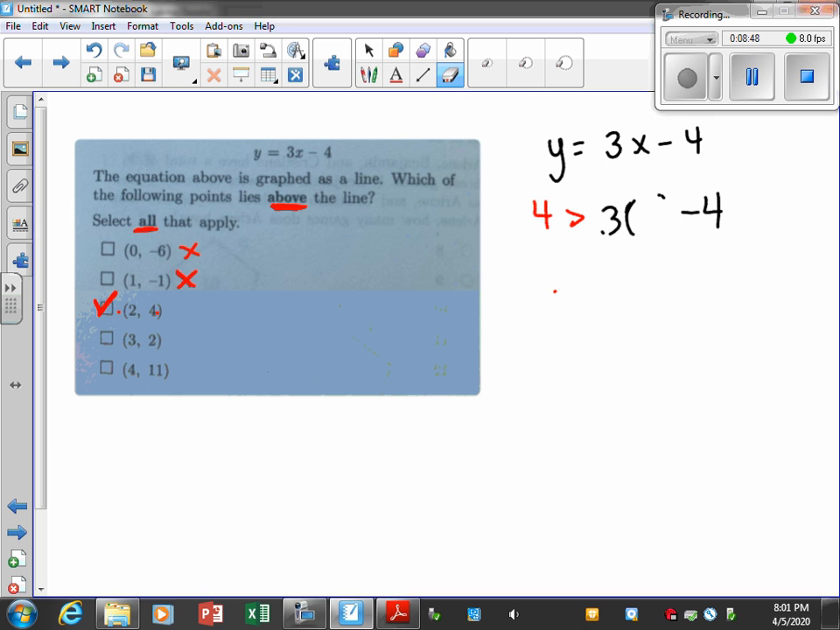Okay. We're going to check the next one. When x is 3, y is 2. So 2 is greater than 3 times 3 is 9 minus 4 is 5. Is 2 greater than 5? No. Does Pac-Man eat the bigger number? No, he doesn't. So that one's false.